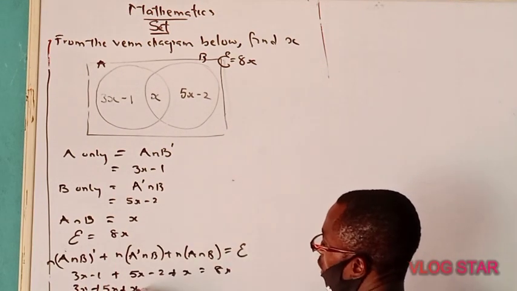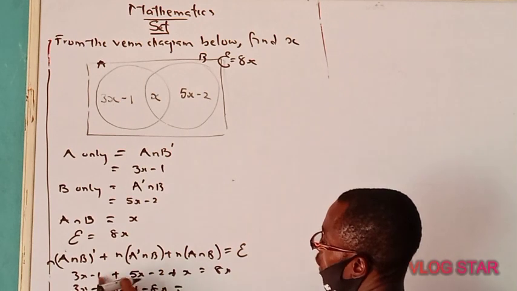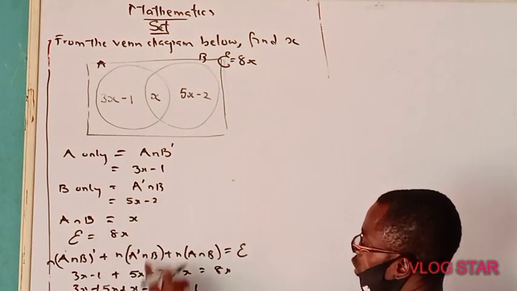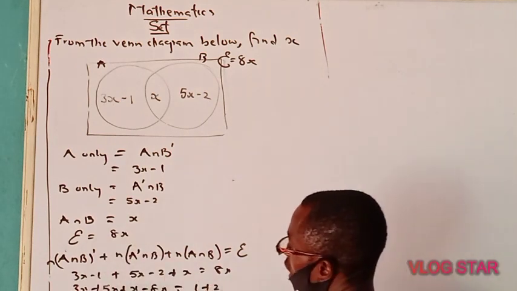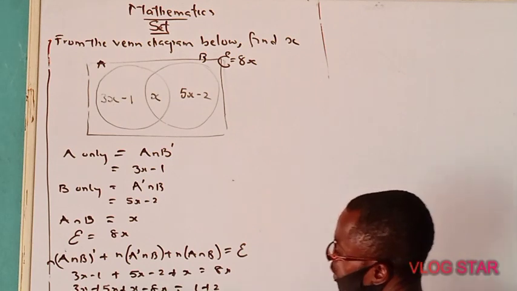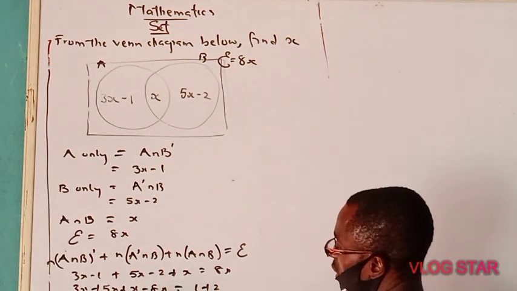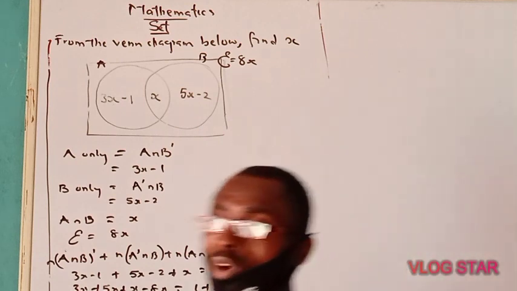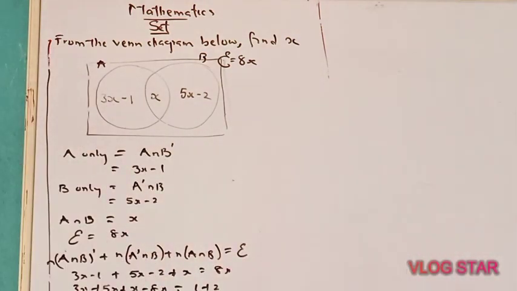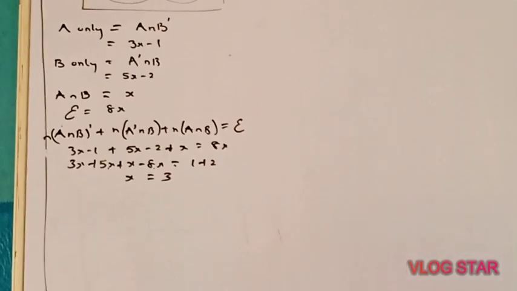Bring 8x here, it becomes minus 8x, equals bring minus 1 here, it becomes 1, bring minus 2 here, it becomes plus 2. So 3x plus 5x plus x is 9x, minus 8x goes, remaining x equals 3. So that's what we're asked to solve. We're asked to look for x. So x equals 3. Please write.